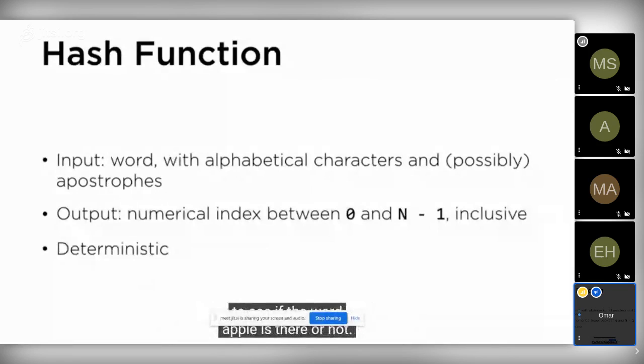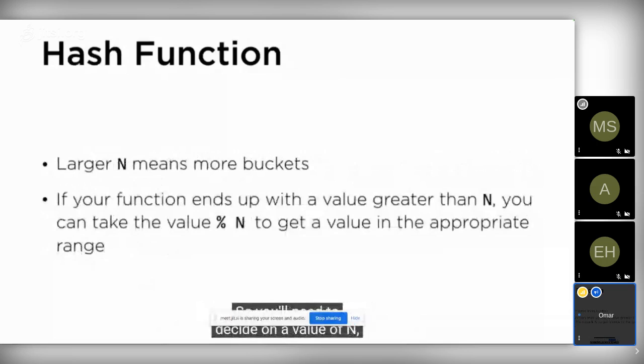So you'll need to decide on a value of n, the number of buckets that your hash table is going to have, in other words, the length of your array, and also the possible values that your hash function can return. A larger n value means you have more buckets in your hash table, and therefore data is spread apart more and could potentially mean faster search times. But you'll need to make sure that the output of your hash function is some value between 0 and n-1 inclusive, because those will be the only valid indices into your hash table. If your function were to end up with a value greater than n, you can always take that value mod n, or the remainder when you divide by n. In other words, get a value that's in the appropriate range.